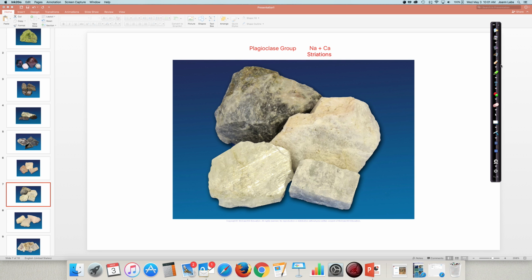Striations are grooves on the surface. If you look here, this is reflecting. Usually you have to look at it with the light reflecting off of it, but you can see how there are parallel lines that look like they're grooved on the surface. Those are the striations. They're just parallel lines grooved on the surface.